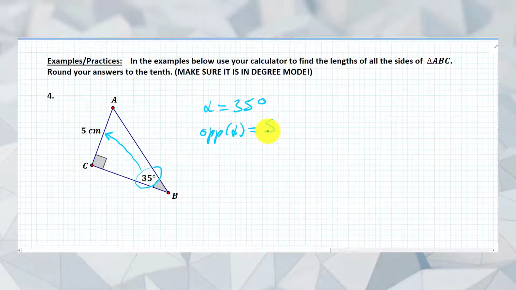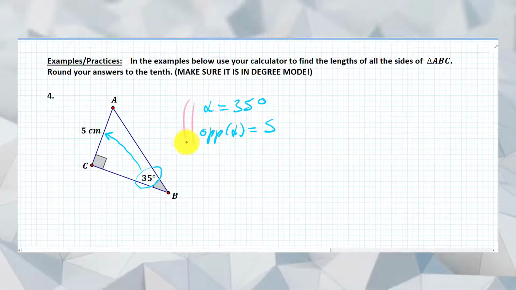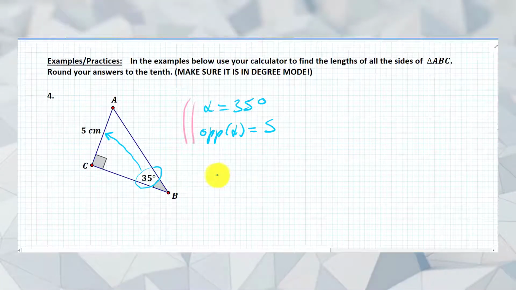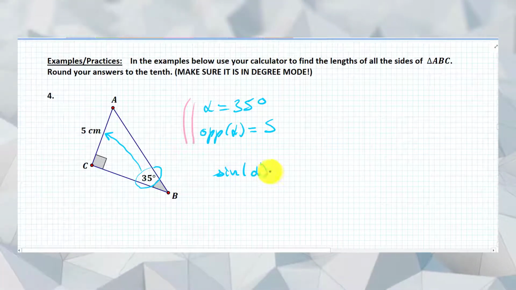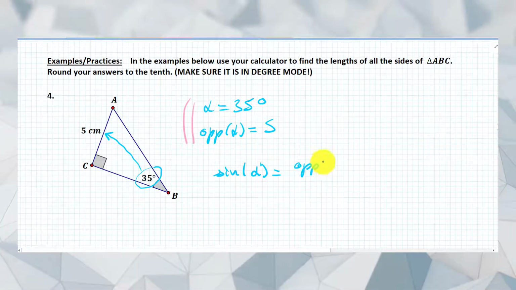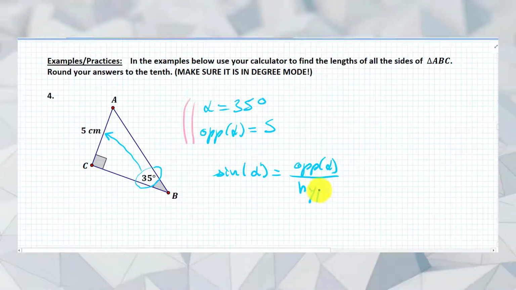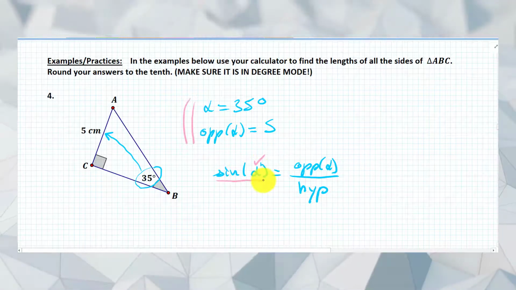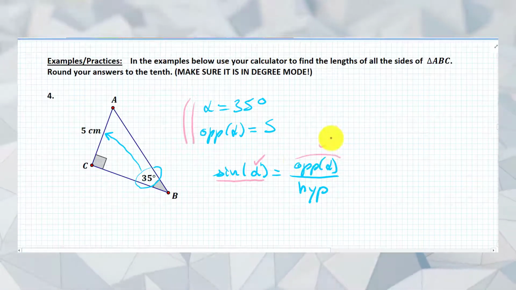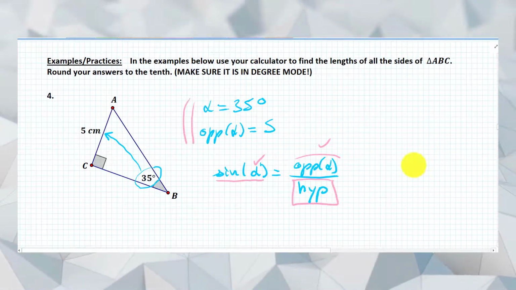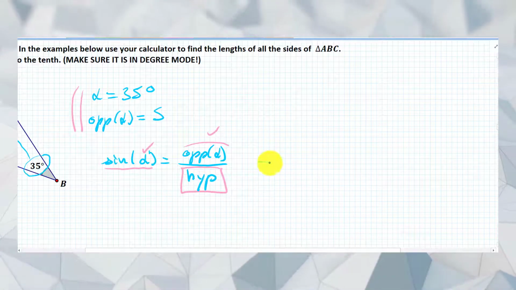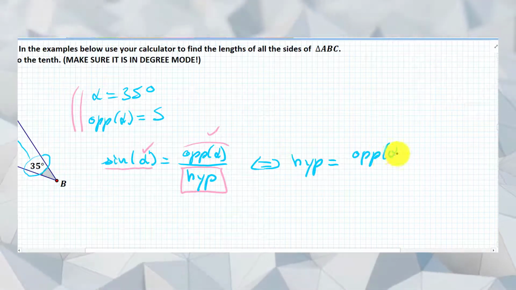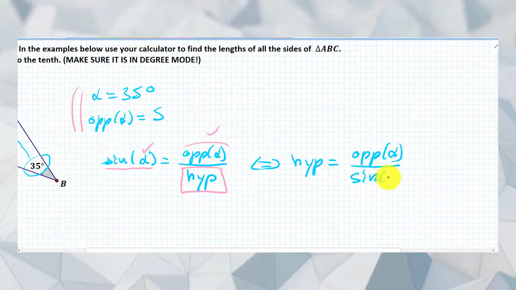Okay? Now, what kind of trigonometric value can I write with an angle alpha and the opposite of alpha? Well, one of the trigonometric functions that comes to mind is the sine of the angle alpha. What is the sine of alpha? The opposite of alpha divided by the hypotenuse. Now, what do I know? I know alpha, so I can figure out the sine of alpha, and I know the opposite of alpha. So I can solve this equation for the hypotenuse, right? So this means that the hypotenuse is equal to the opposite of alpha divided by the sine of alpha, right?